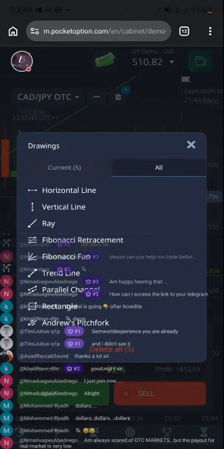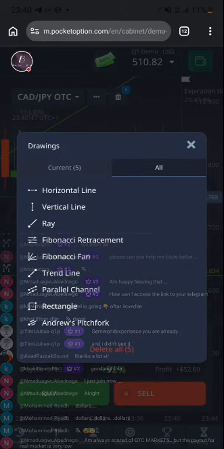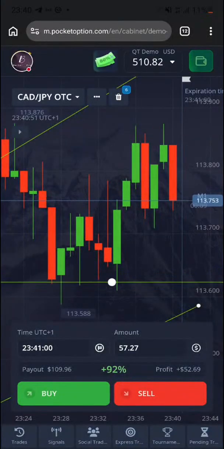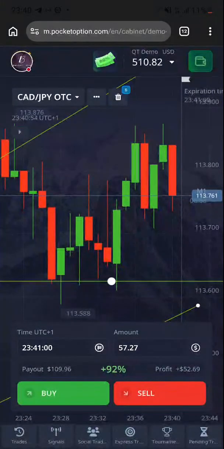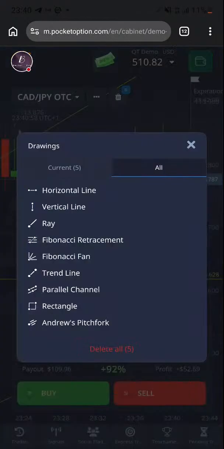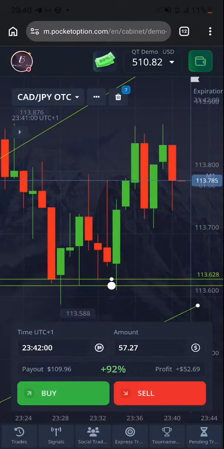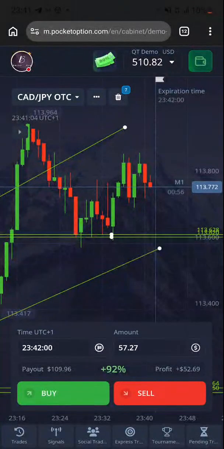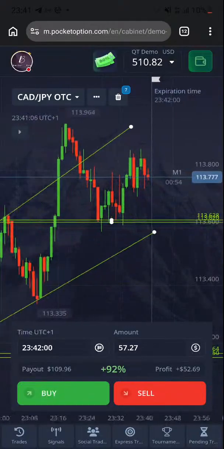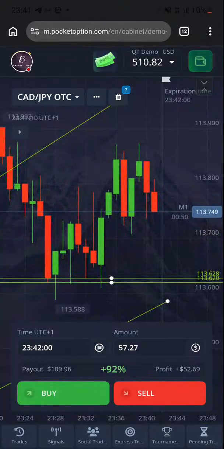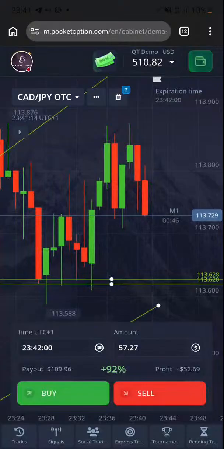I'm always scared of the OTC market, but the payout. Now, you see, the reason why you are scared, let me tell you, is because somebody told you something. Faith comes by hearing. Fear also comes by hearing. Don't let anybody deceive you or tell you otherwise. See, they always say OTC market is manipulated, blah, blah, blah. See, the real market is manipulated too. It's as simple as that.